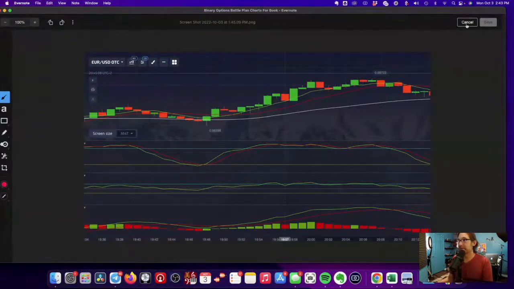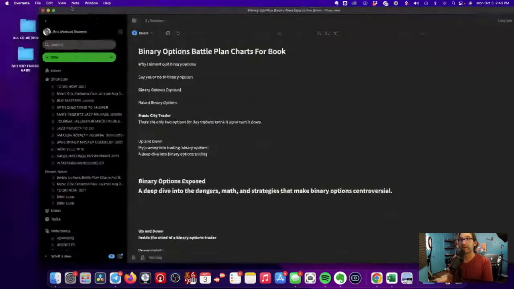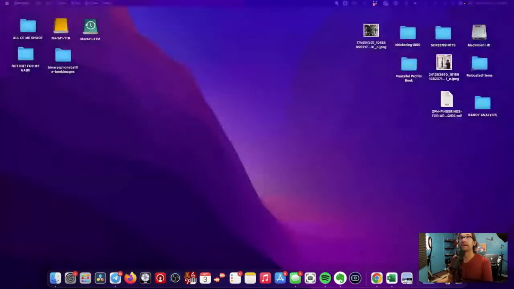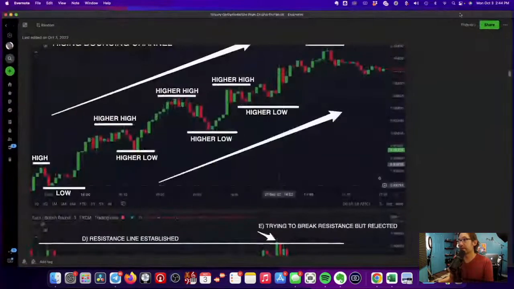And I'm just finishing my new book, and for some reason I can't figure out how to get this thing up here. So hold on one second. Let me get this up here. Binary Options Battle Plan. Yep, there you go. Okay, we're going to open this up and try to close out this. There we go. Perfect. Okay, these are the charts for the new book that are coming out.